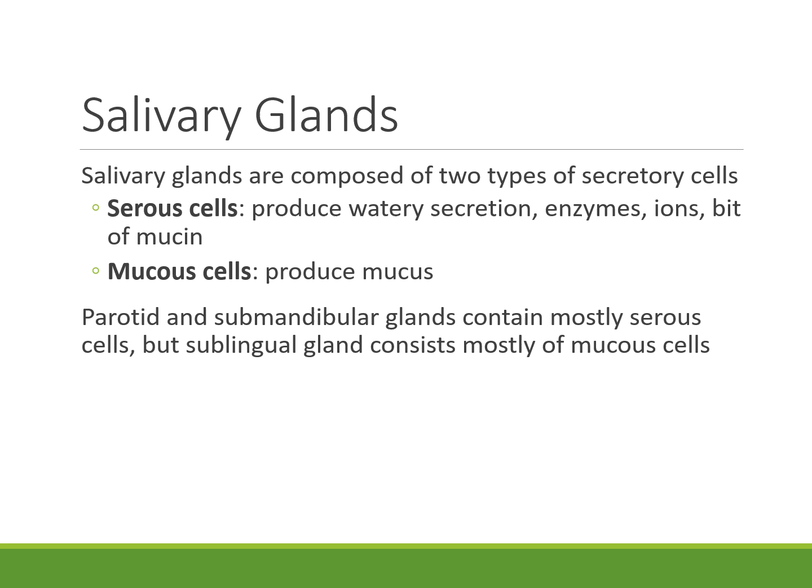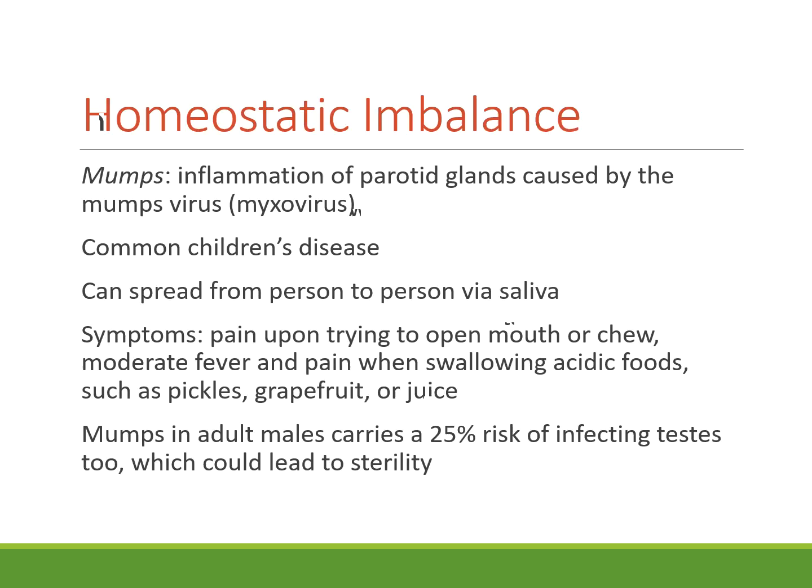Salivary glands are composed of two types of secretory cells. You have the serous cells, which produce a watery secretion, enzymes, ions, and a bit of mucin. And then you have the mucus cells, which produce mucus. The parotid and submandibular glands contain mostly serous cells, but the sublingual glands consist mostly of mucus cells. The point is that the three different types of salivary glands produce different types of saliva.